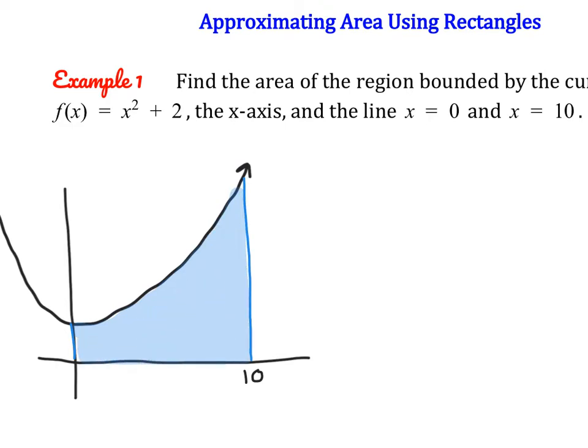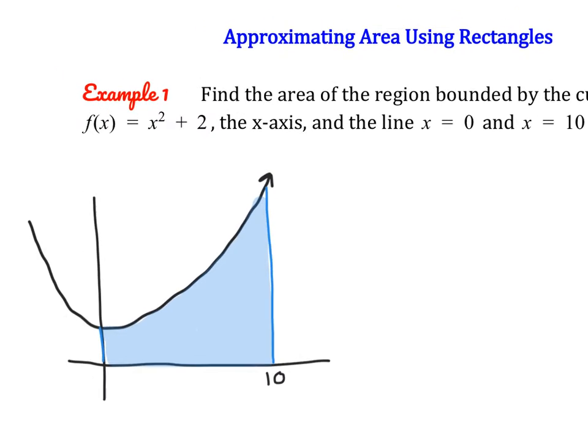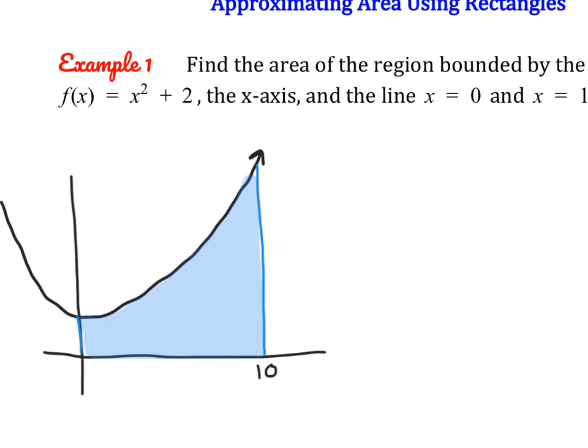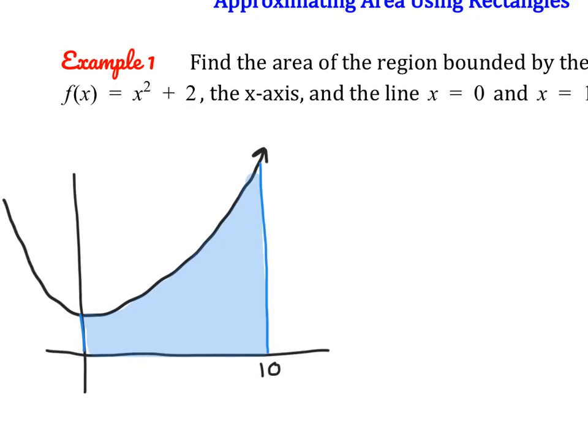So like I said, there's no formula that we know of to help us find the area of a shape like this. So we're going to see if we can take this area and split it up into shapes that we know, such as rectangles. And we know how to find the area of a rectangle. So let's say I split it up into 5 evenly spaced rectangles. And those rectangles are going to look like this.